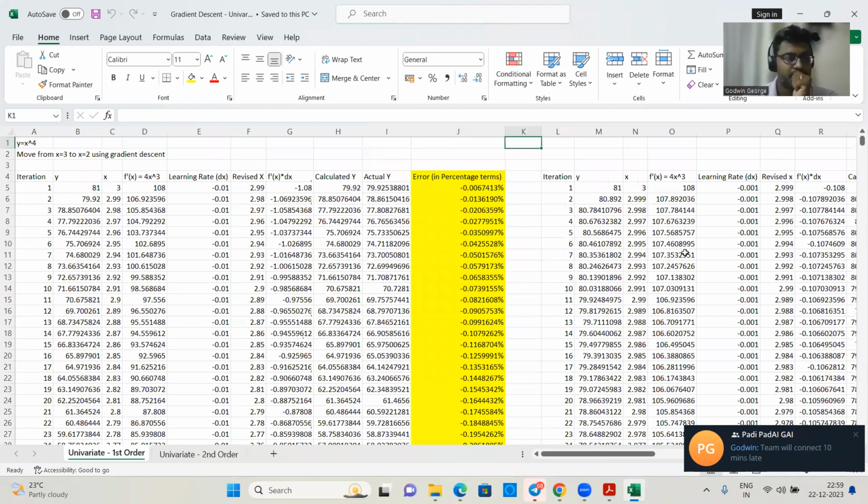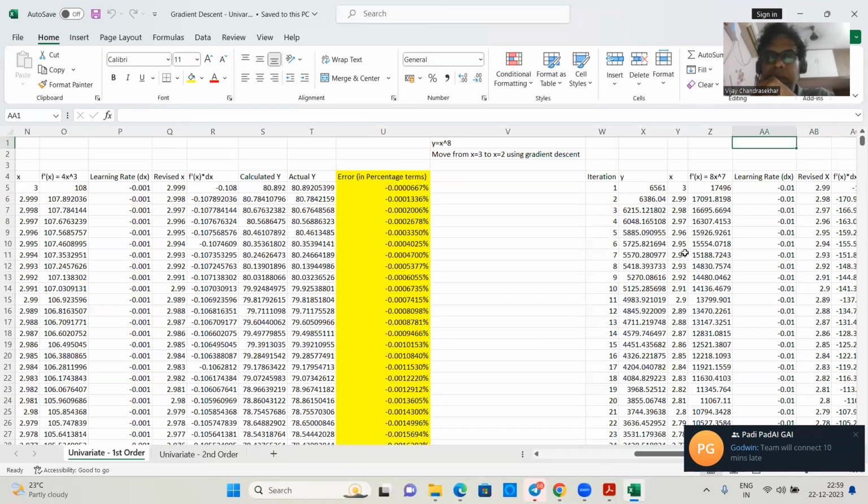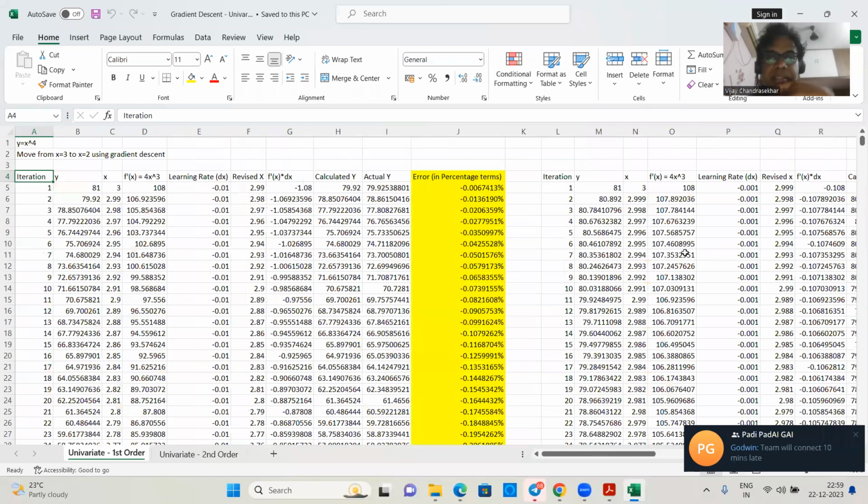All right. Now I'm going to do one more function, x to the power of 8. So here's a different function, x to the power of 8, and I'm moving from x equal to 3 to x equal to 2. Now, anybody, what is the first derivative of x to the power of 8? 8x to the power of 7. That's right. So that's the only change here. Otherwise, everything else remains the same. It's just that this derivative changes.